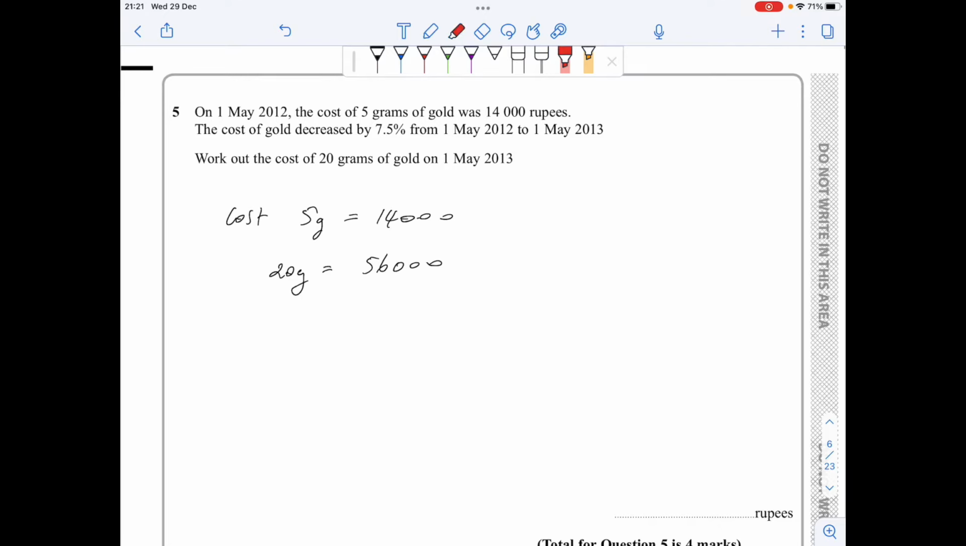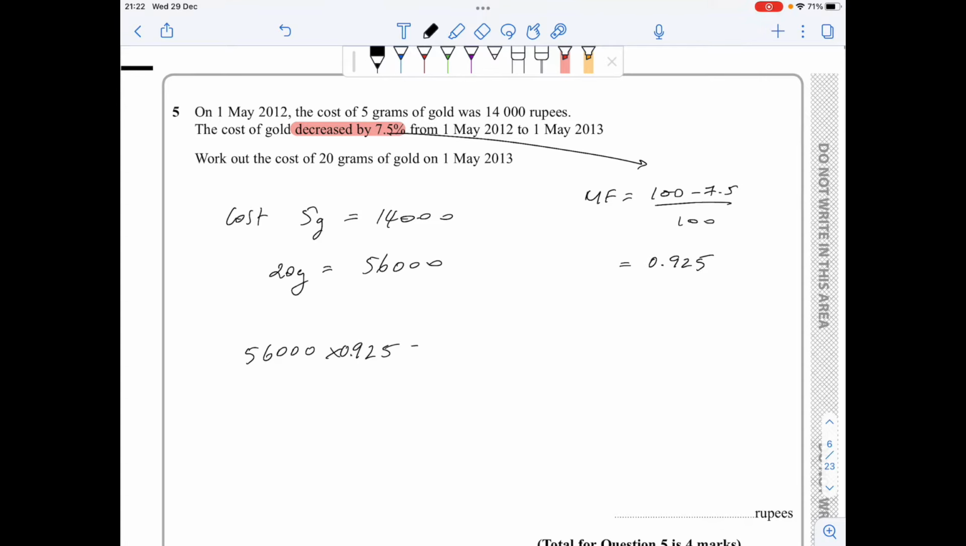Now, since I have a decrease of 7.5%, it means that my multiplying factor will be 100 minus 7.5 over 100, which is 0.925. If I multiply my original value by this multiplying factor, I will get 51,800, which is the new price.